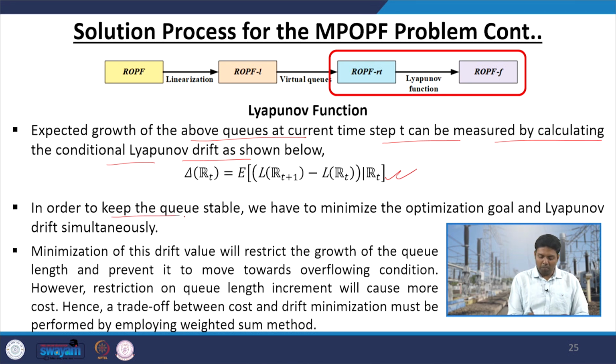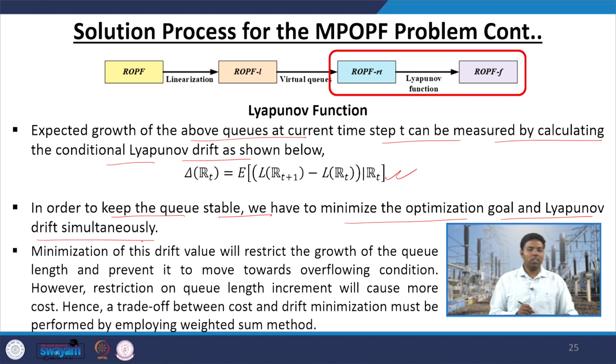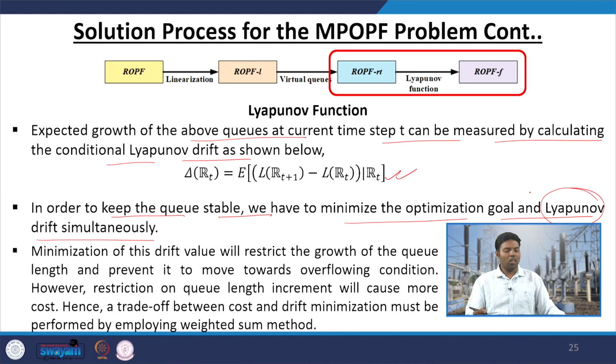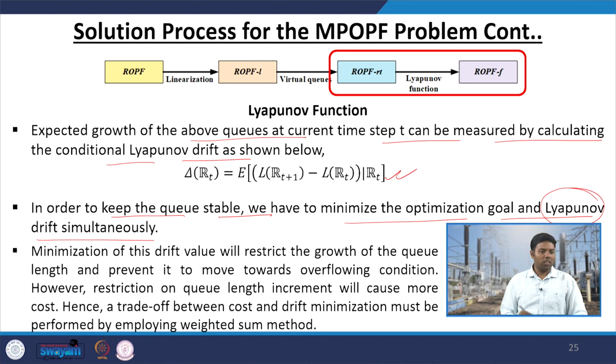In order to keep the Q stable, we have to minimize the optimization goal and the Lyapunov drift simultaneously. That means, not only do you have to minimize the total cost, now you have an extra objective function to minimize, the total Lyapunov drift, simultaneously. So, minimization of this drift value will restrict the growth of the Q length and prevent it from moving towards an overflowing condition.